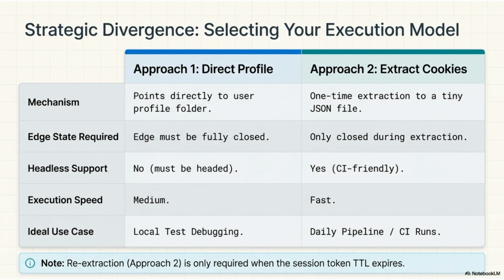We have two strategic approaches. Approach 1, direct profile, is for local debugging, but requires Edge to be fully closed. Approach 2, extract cookies, is faster, CI-friendly, and ideal for daily pipeline runs.